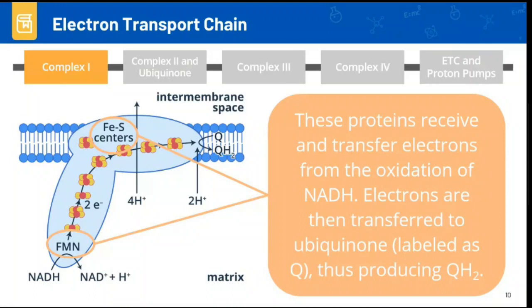call complex 1. This is embedded in the inner mitochondrial membrane alongside your complexes 2 and 4. Complex 1 has two molecular components that undergo reduction and oxidation, or your redox reactions, once they receive and release these electrons. Now, the first molecule that accepts the electrons from your NADH is your flavoprotein.